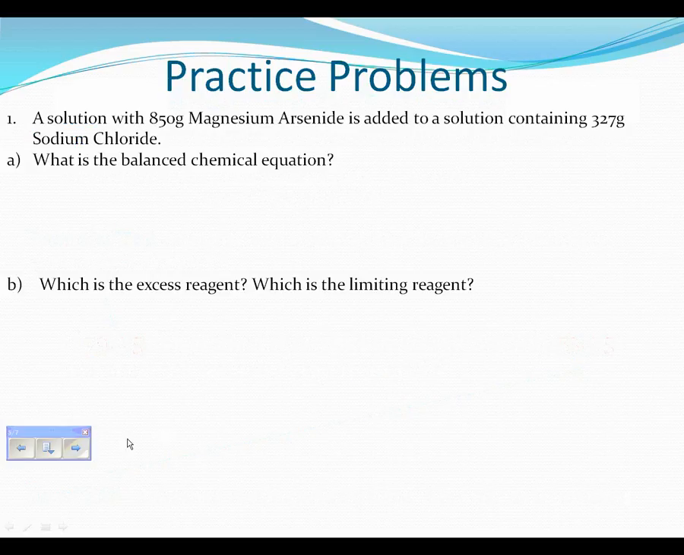Alright, here we have the practice problem. Please pause the video and take a few minutes to solve it. Alright, we'll start off with A, and we have to write a balanced chemical equation. Magnesium arsenide becomes Mg3As2, and sodium chloride becomes NaCl. This is a double replacement reaction, so the products are magnesium chloride and sodium arsenide, and it balances out to 1, 6, 3, 2.